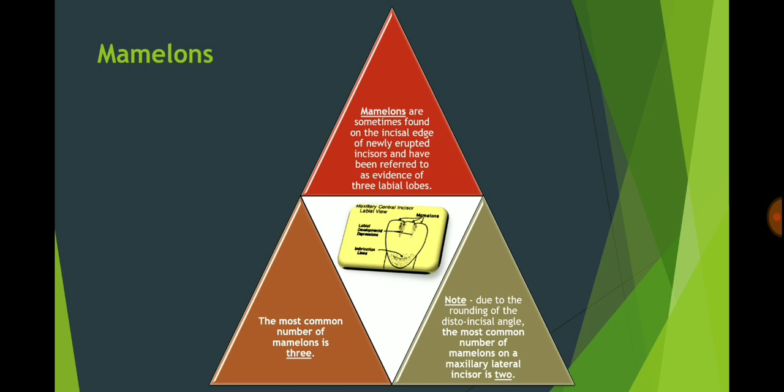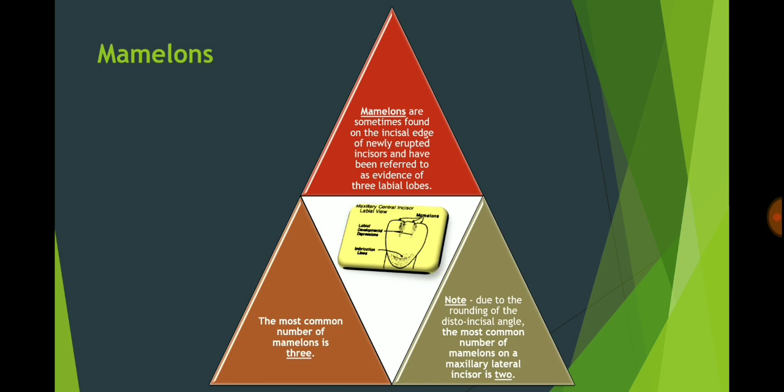And the maxillary central incisor also shows imbrication lines. You can find imbrication lines in the cervical portion. Imbrication lines are horizontal lines on the cervical surface of the maxillary central incisor. Okay. So the most common number of mamelons is 3. Side note is that due to the rounding of the distal incisal angle, the most common number of mamelons on the maxillary lateral incisor is 2.